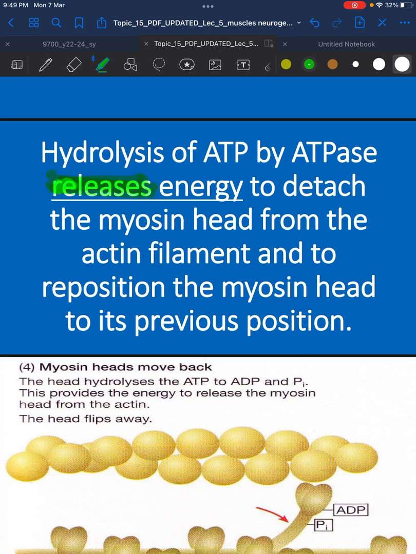Remember, when bonds form, energy is stored in the bond, and when the bond is broken, energy is released. So we use the term release. Hydrolysis of ATP by ATPase releases energy to detach. So this is number one, to detach the myosin head, and then to reposition, this is number two.